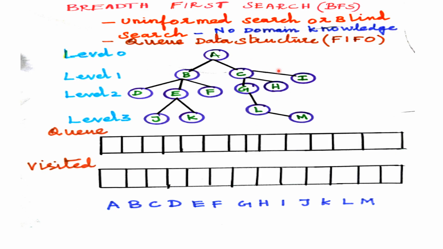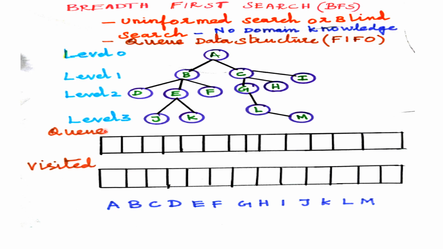How many nodes are available here? A, B, C, D, E, F, G, H, I, J, K, L, M. Counting them: 1, 2, 3, 4, 5, 6, 7, 8, 9, 10, 11, 12, 13. Then we can make one queue structure. The number of boxes in the queue will equal the number of nodes. This tree has 13 nodes, so 13 boxes are available in the queue structure.